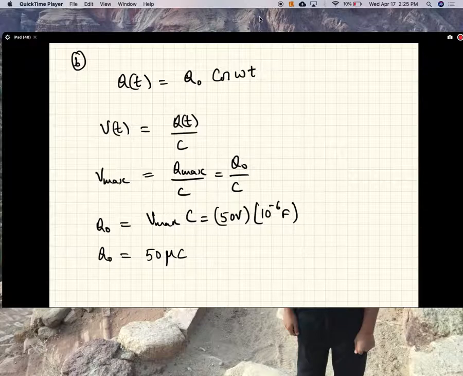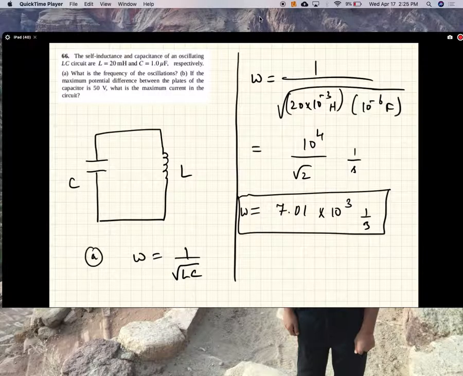Now we have Q of t as a function of time: 50 microcoulombs times cosine omega t, and we already have omega from part A. So now, what is the maximum current in the circuit? The current in the circuit is dq by dt.